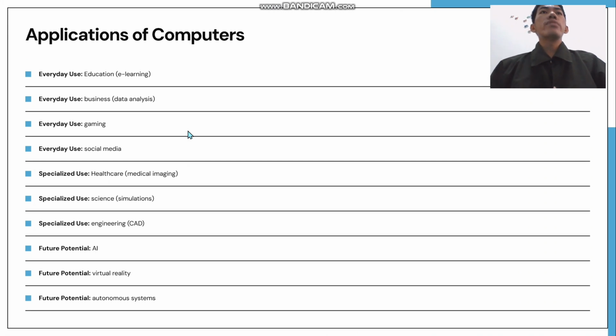So this is the application of computers. For everyday use, you can use them for education or e-learning, business, data analysis, gaming, social media, healthcare, science, and engineering. In the future, the potential is AI, virtual reality, and autonomous systems.